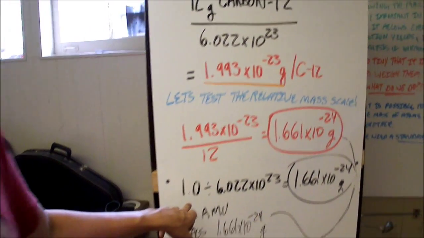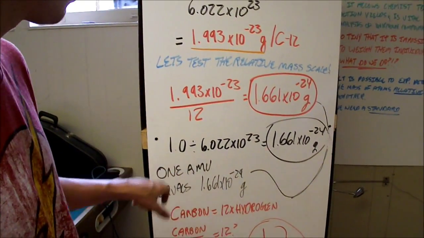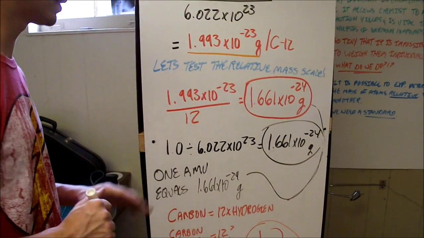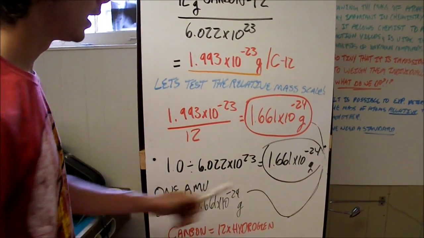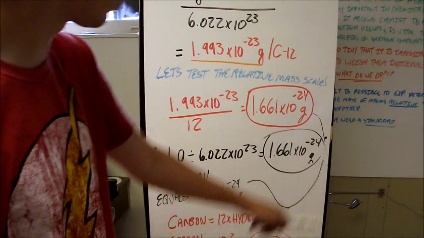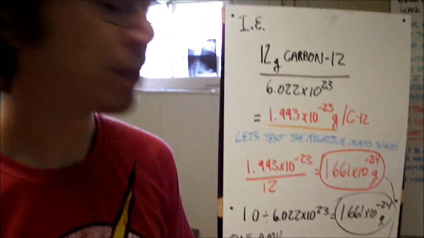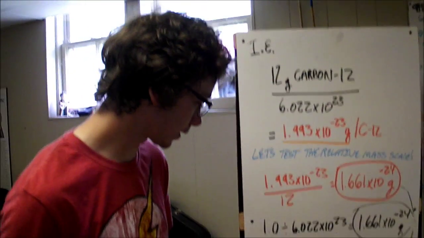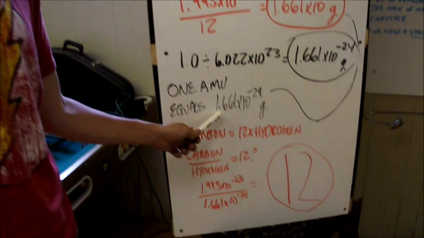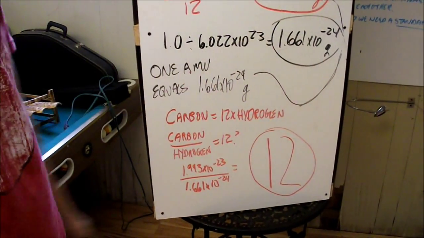Then we're going to get the molar mass of hydrogen, which is approximately 1. Remember, natural abundances kind of mess with the numbers. Divided by 6.022 times 10 to the 23 equals 1.661 times 10 to the negative 24. These two numbers are the exact same. This proves the relative mass scale. So therefore 1 AMU equals exactly, well, approximately, 1.661 times 10 to the negative 24 grams.